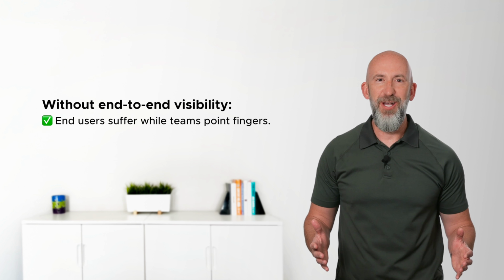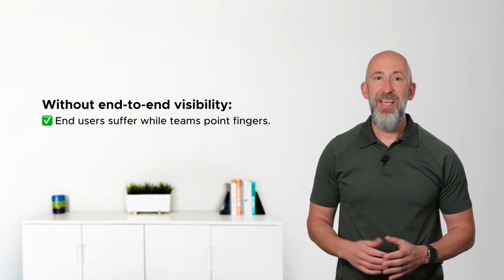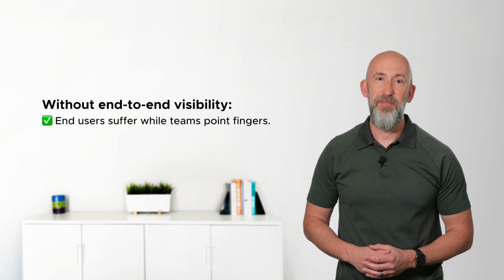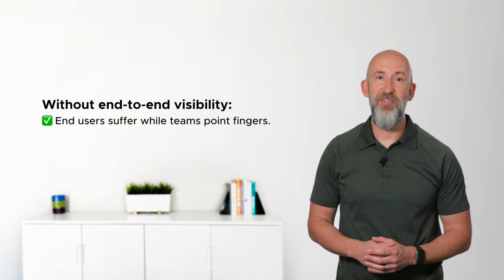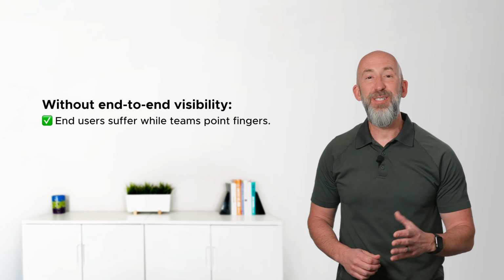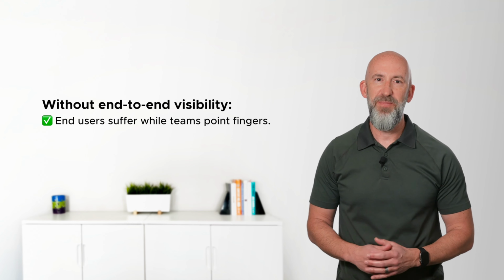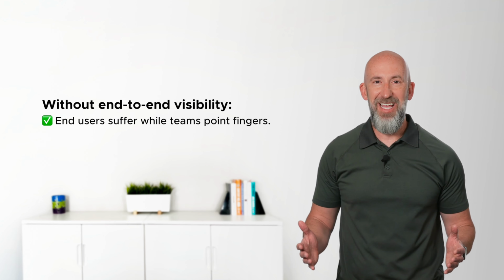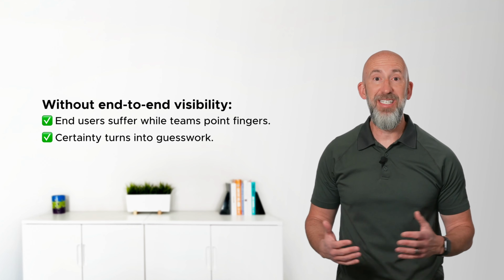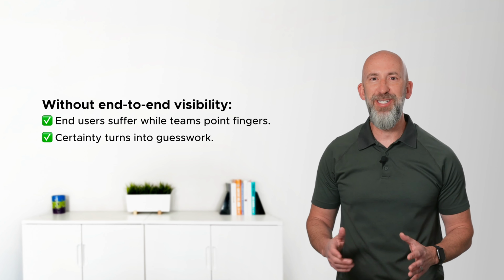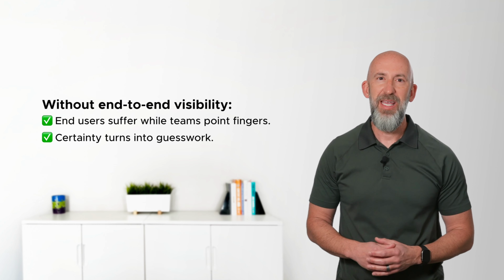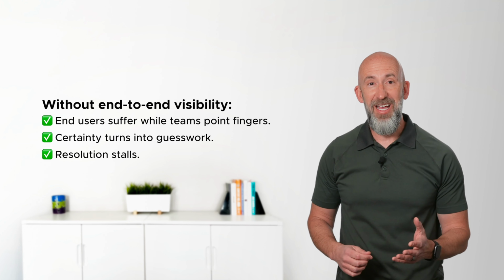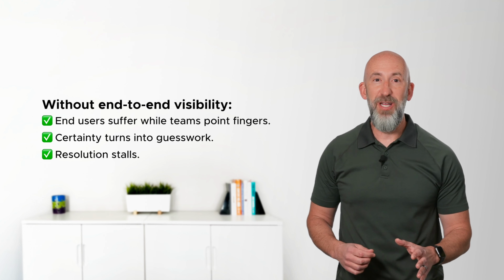An application is slow. Users are frustrated. The server team says it's the network. The network team says the private cloud is fine. But that application is pulling data from a SaaS provider and running a workload in public cloud. Without end-to-end visibility, certainty turns into guesswork, and targeted solutions give way to finger pointing. Mean time to resolution stays high because everyone is focused on proving it's not their fault.